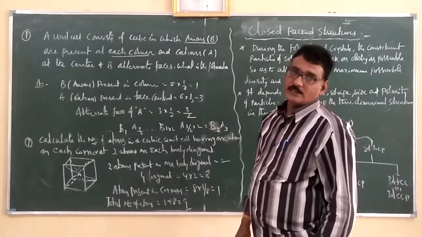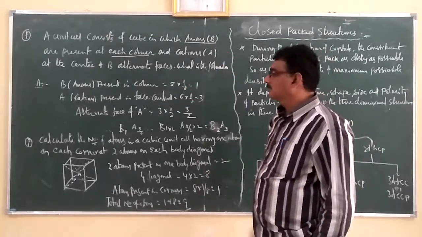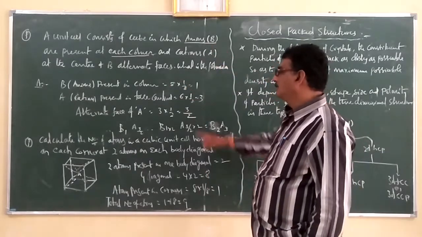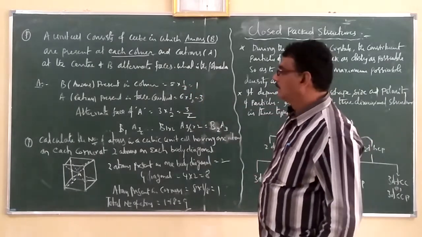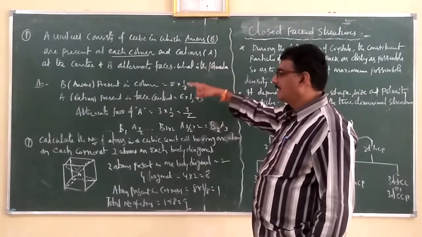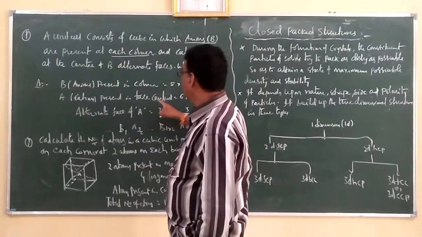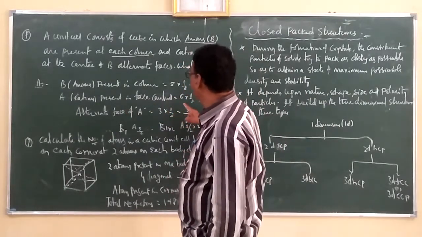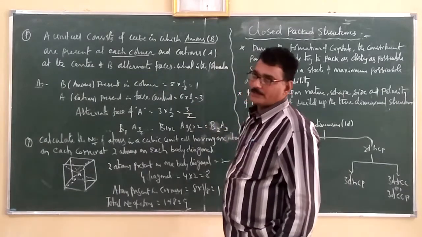First, here one cation, one anion. B is nothing but what we call anions. Present in the corners means 8 into 1 by 8, that is equal to 1. Cations A at the center of the face: A means cation present in the face centered, 6 into 1 by 2, that is 3.